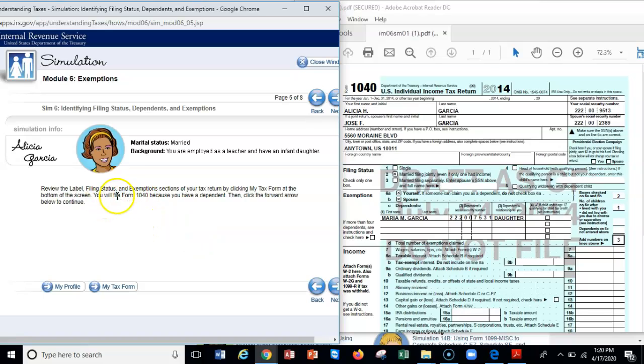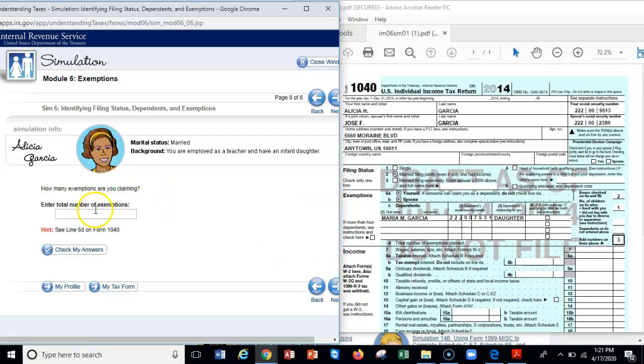Review the label, filing status, and exemption status of your tax return by checking My Tax Form at the bottom of the screen. You'll file Form 1040 because you have a dependent. Then click the forward arrow below to continue. Okay, here we go. The total number of exemptions. Now they've already filled this out for you. It says check 6D. Well, here's 6A and B and C, and 6D is simply the total. You have to add them together.